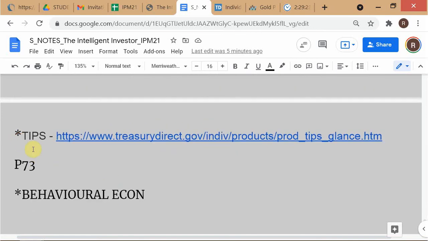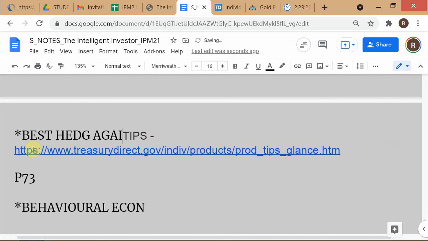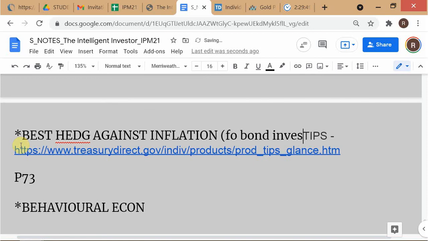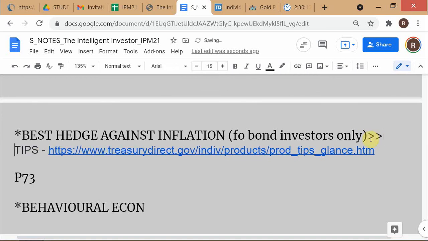Why are we mentioning this? Because we are all discussing hedges against inflation. I'm just writing this for bond investors only: the best hedge against inflation for bond investors is TIPS. That's basically what I'm saying.